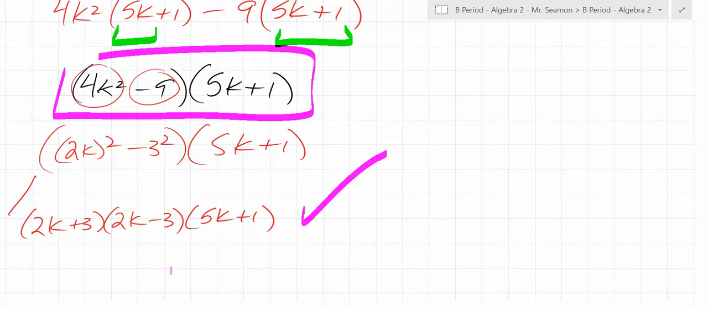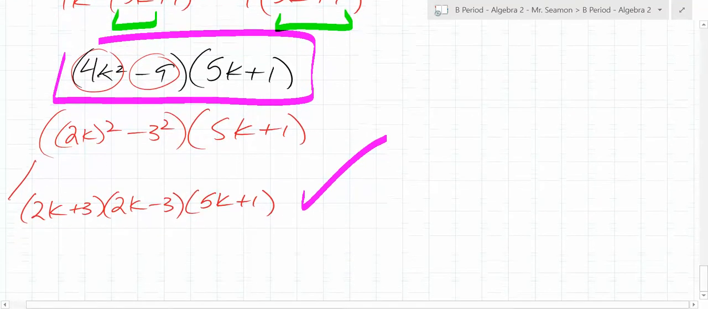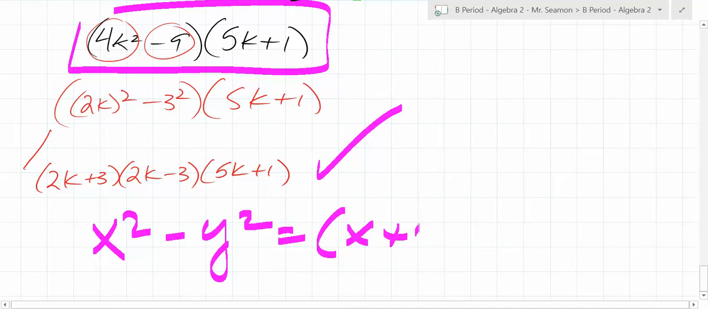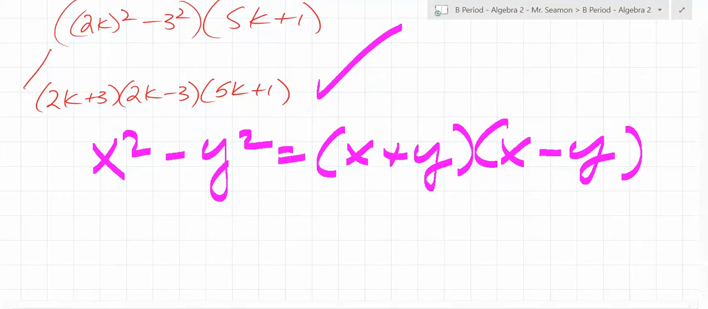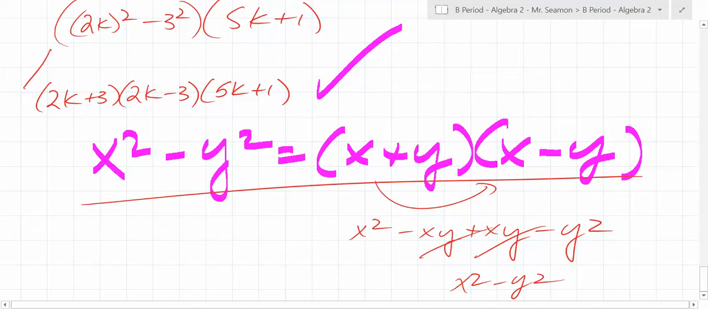Yes, Jacob. How did you get from the 2k squared minus 3 squared to... because you know that x squared minus y squared is equal to x plus y times x minus y. So we have right here a square and a square, the difference of squares. The difference of squares factors like that. Why does it factor like that? Because you end up with x squared minus xy plus xy minus y squared. What happens to the middle terms? They cancel out and you're left with just x squared minus y squared. So that's why this is true. That's true because when you multiply it out, they go away.